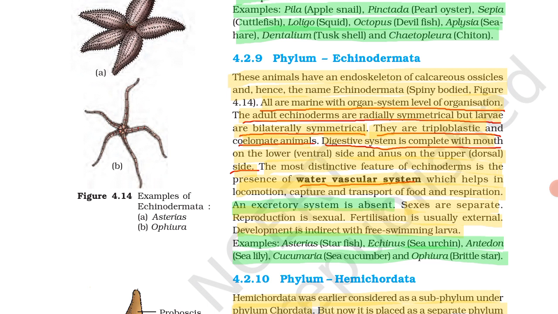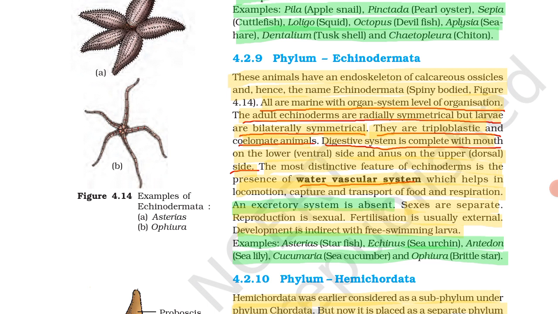Let's revise phylum Echinodermata. They have an endoskeleton of calcareous ossicles, and they are marine with an organ system level of organization. They have radial symmetry in adults, and in larva there is bilateral symmetry. They are triploblastic coelomate animals. The digestive system is complete with the mouth on the lower side, and on the upper dorsal side there is the anus.